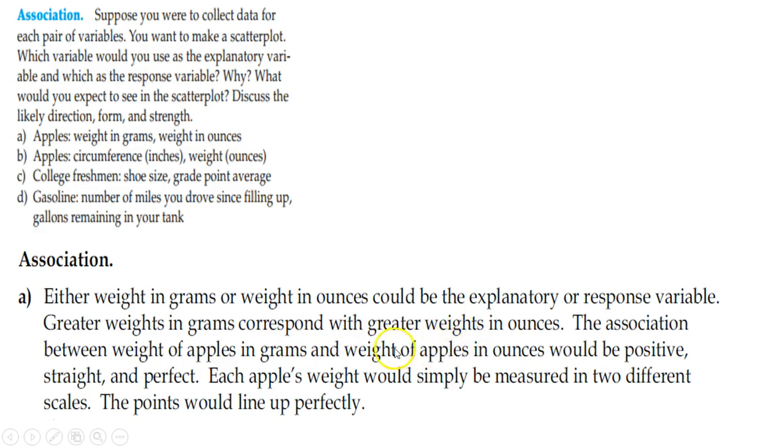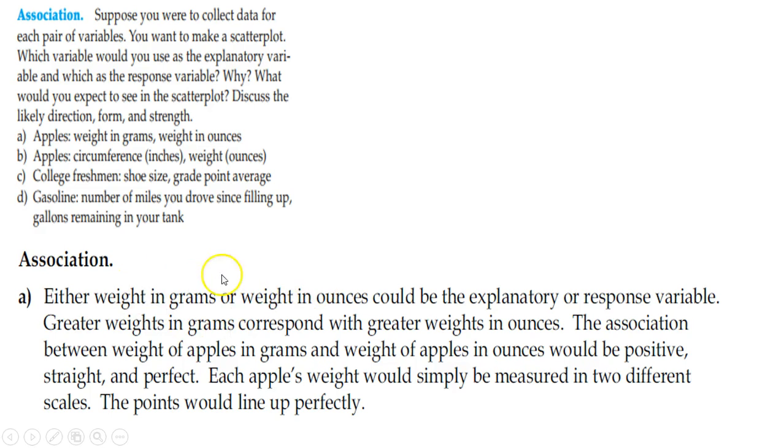So if something weighs 1 gram and the next thing weighs 8 grams, it's going up, right? Well, if something weighs 16 ounces, and then it weighs 48 ounces, it's still going up because it's in correlation. It's just a change of units, is the point. So the association between the weight of apples in grams and weight of apples in ounces would just be positive because basically it doesn't matter.